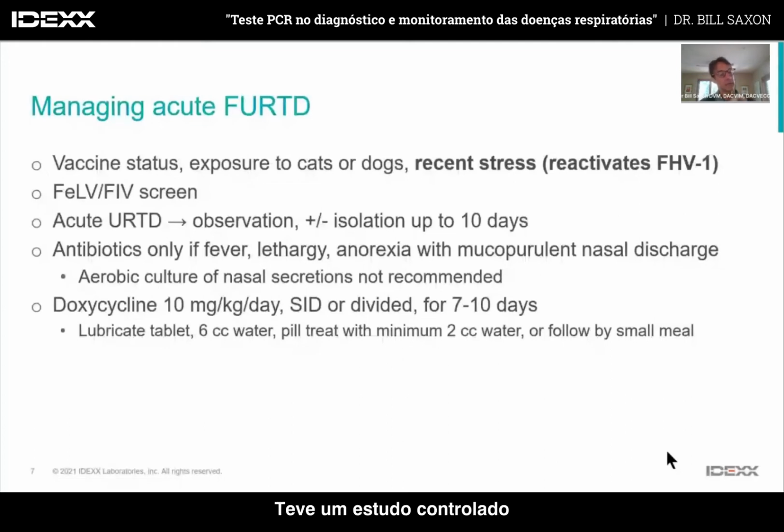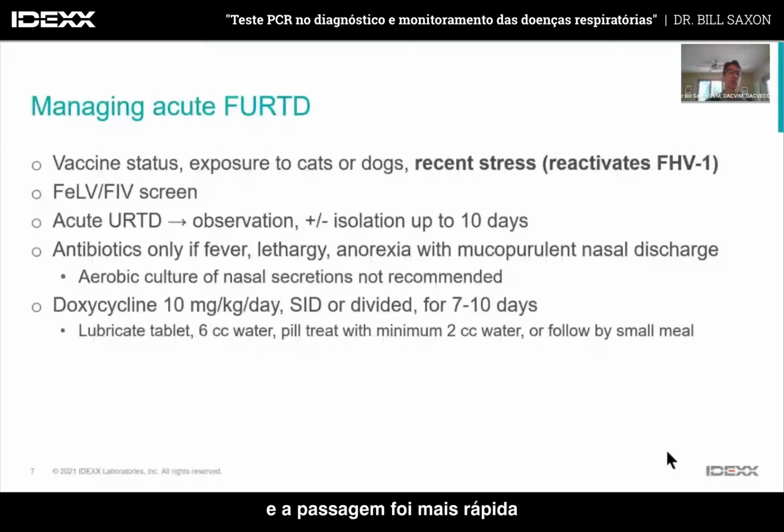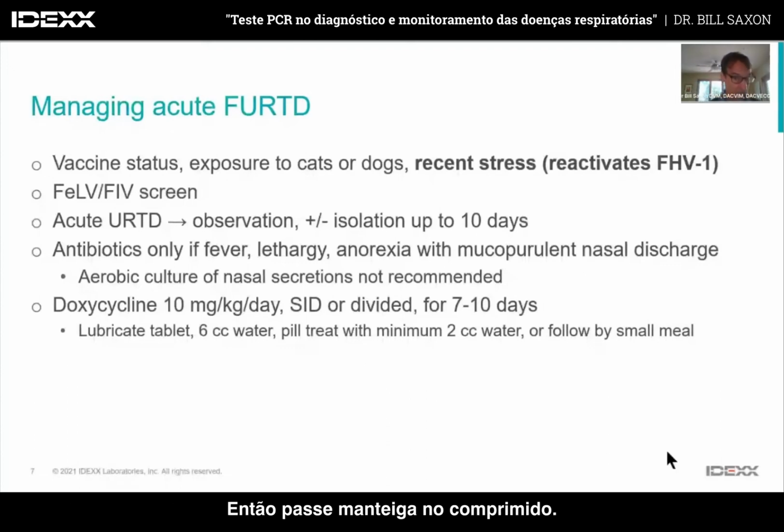There was a controlled study done on esophageal transit time in cats that had pills coated with butter and pills that were not coated with butter, and the transit time was shorter, i.e. the pill got to the stomach faster, less time for erosive gastritis to occur. So it's butter the pill. It also causes the cats to lick their gums, and that causes salivation, which helps the pill get to the stomach quickly.